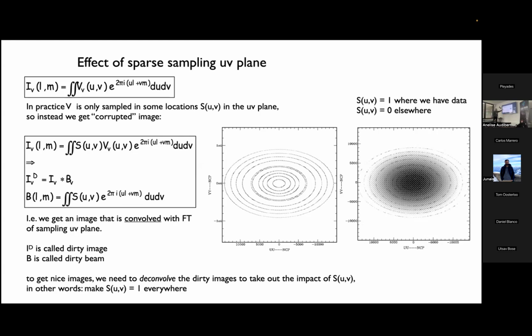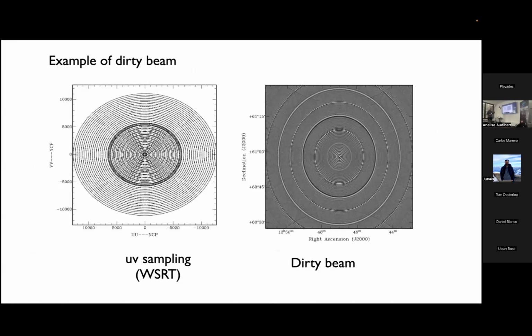The Fourier transform of a product is a convolution of the two Fourier transforms. So what we get, called the dirty image, is the true image convolved with the Fourier transform of our sampling function, in other words, the PSF, the point spread function. So our image is the true image convolved with the Fourier transform of this sampling function. What we have to do is deconvolve, take out this effect. There are a number of ways, but to show.